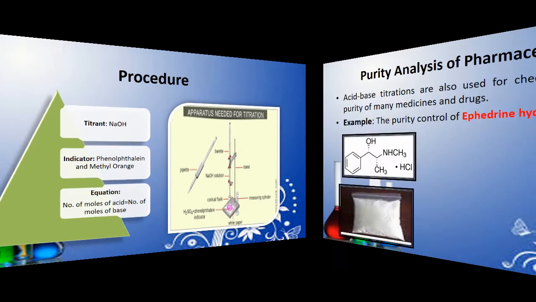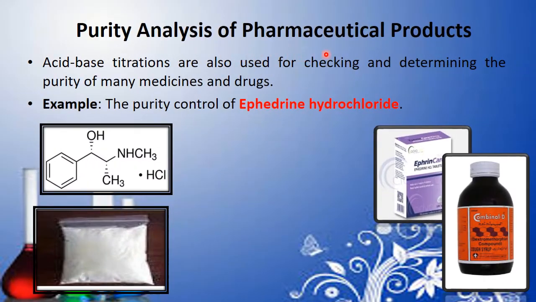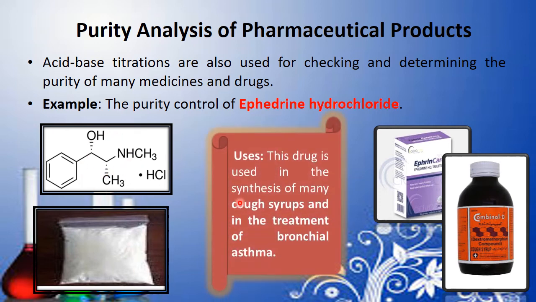Next is the purity analysis of pharmaceutical products. Acid-base titrations are also used for checking and determining the purity of many medicines and drugs. Examples here include the purity control of ephedrine hydrochloride. This is the structural formula of ephedrine hydrochloride, which is white in its pure form. Uses of ephedrine hydrochloride: this drug is used in the synthesis of many cough syrups and in the treatment of bronchial asthma.